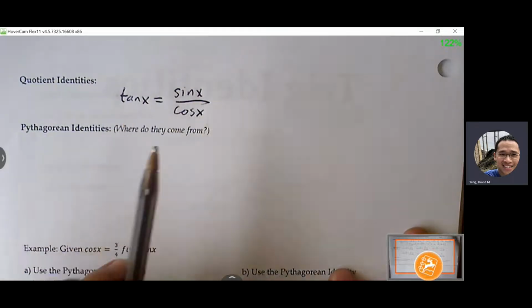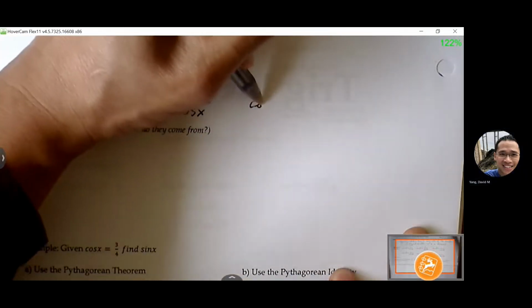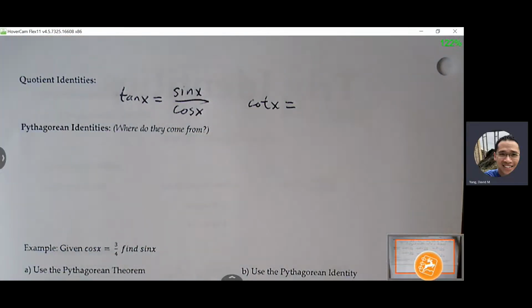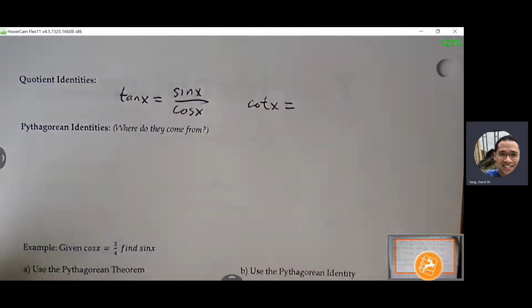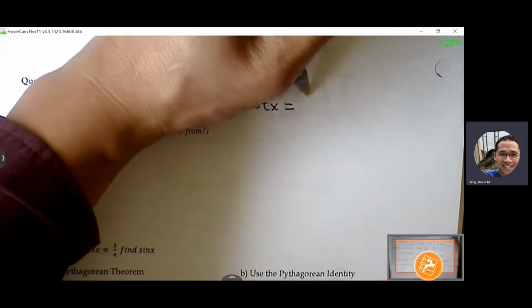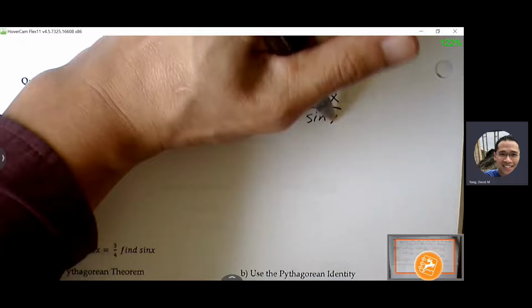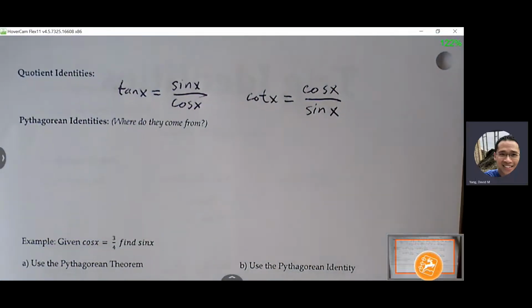So if tangent is sine over cosine, what do you think is a way to represent cotangent? Yeah, it's the reciprocal of tangent, which if tangent is sine over cosine, we can also think of cotangent as cosine over sine. Okay, so these are extremely helpful identities that will help us through reducing, simplifying certain problems. Okay, we have something called, these are Pythagorean identities.